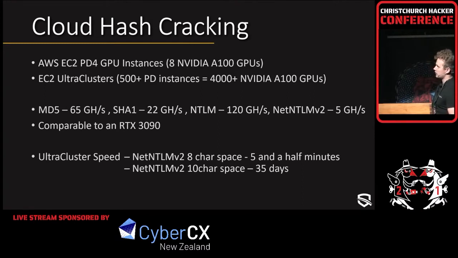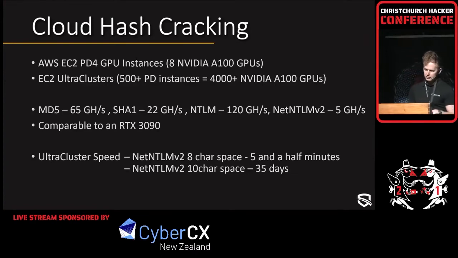AWS have these instances available that have a whole bunch of GPUs. They have each instance having 8 A100 GPUs. A100s are kind of comparable to an RTX 3090 in terms of their hash ability. If we look at that before, we've got 65 on MD5, 22 on SHA-1, NTLM is 120. Like we talked about before, NTLM was only 121 on an RTX 3090, so basically the same, and pretty much the same again for NTLMv2.